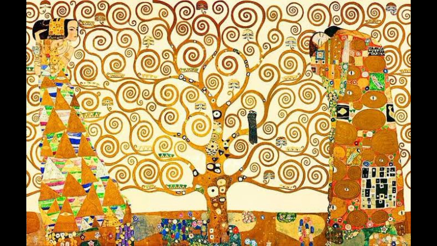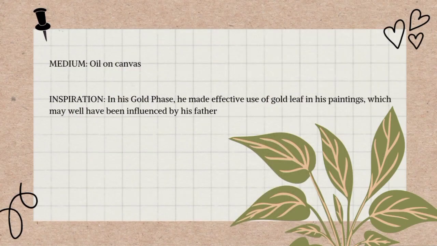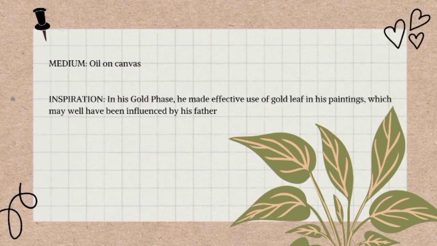The Tree of Life is an important symbol used by many theologies, philosophies, and mythologies. It signifies the connection between heaven, earth, and the underworld. And the same concept is illustrated by Gustav Klimt's famous mural, The Tree of Life Stoclet Frieze. The medium used is oil on canvas.